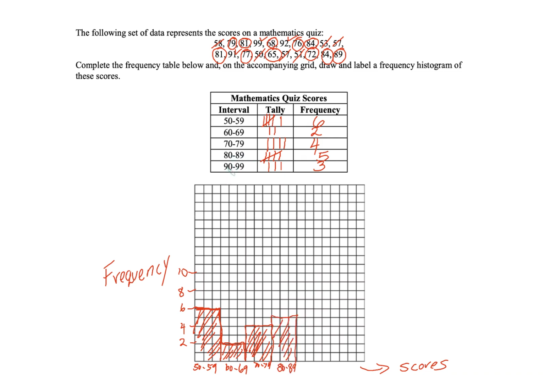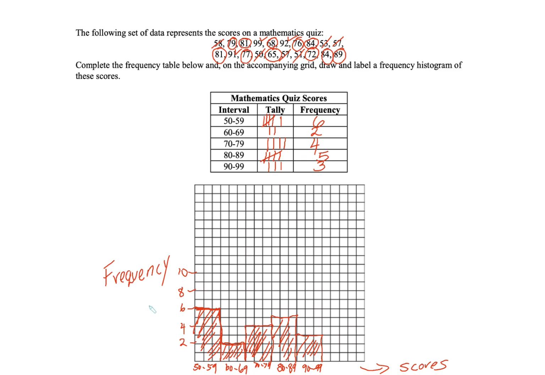And the last one, 90 to 99, which has 3. And there you have it. We created our histogram. Notice that your x-axis is your intervals, 50 to 59, 60 to 69, and so forth. And your y-axis is your frequency. And that is it. That is how you create your histogram.